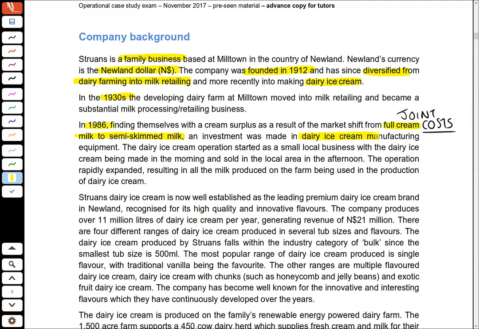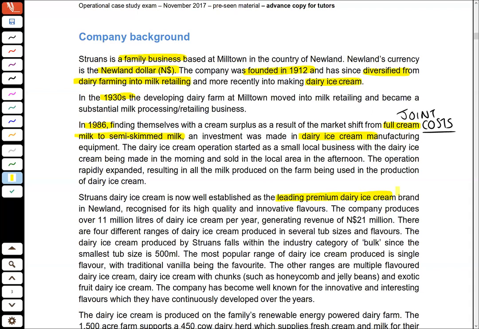So the ice cream is then made in the morning and then was sold in the afternoon. The operation rapidly expanded, resulting in the milk produced on the farm being used in the production of dairy ice cream. They are now the leading premium dairy ice cream brands.